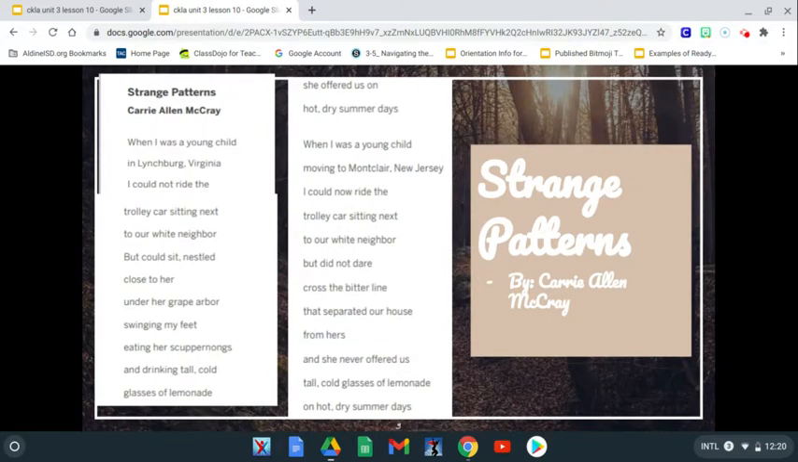Strange Patterns by Carrie Allen McCrae. When I was a young child in Lynchburg, Virginia, I could not ride the trolley car sitting next to our white neighbor, but could sit nestled close to her under her grape arbor, swinging my feet, eating her scuppernongs, and drinking tall, cold glasses of lemonade she offered us on hot, dry summer days.